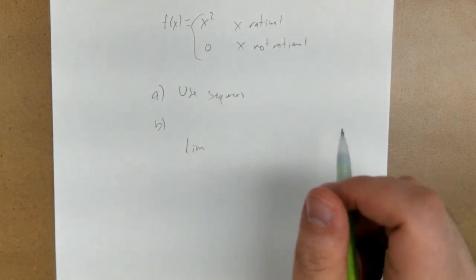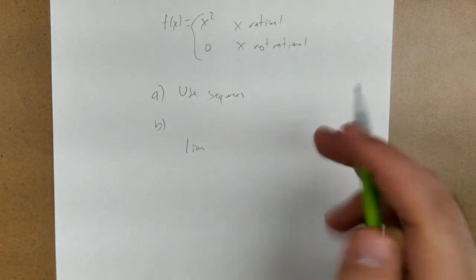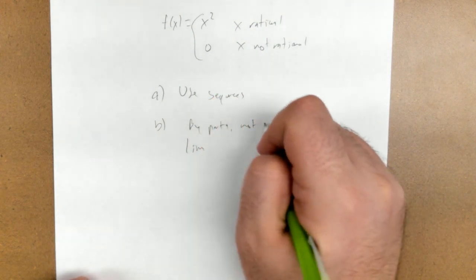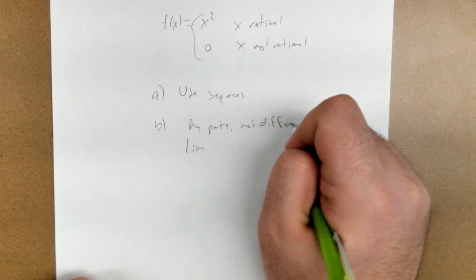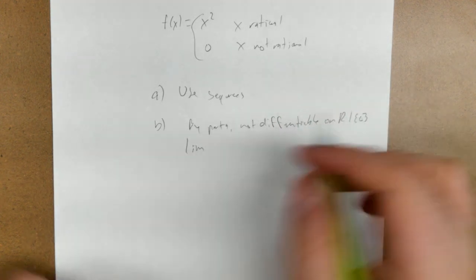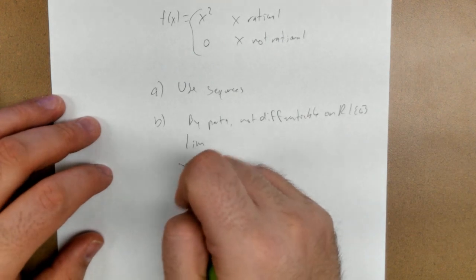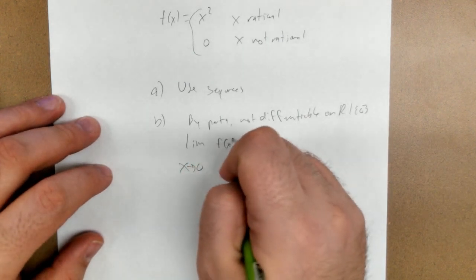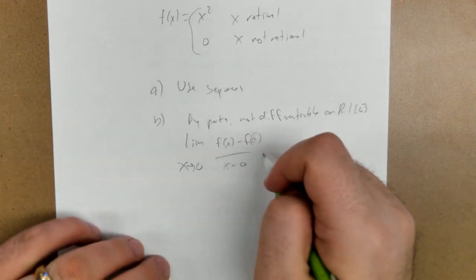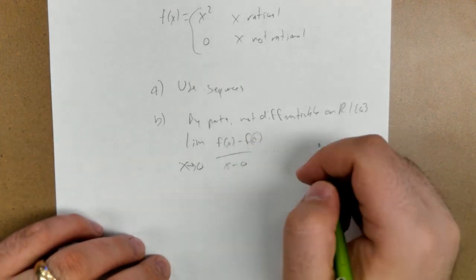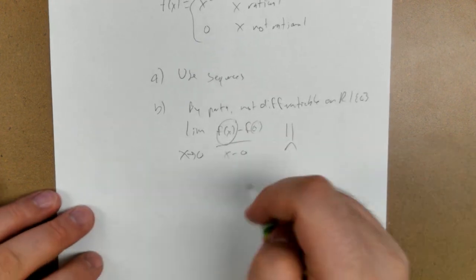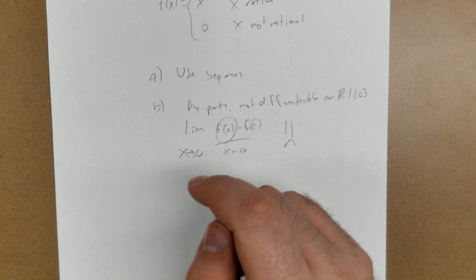Everywhere else, it's not continuous by part A. So by part A, not differentiable on R delete 0. Okay, so at 0, if I want to go to 0 and I want to do f of x minus f of 0 over x minus 0, well, I could do this, but how do I decide which f of x to pick? Okay, so same idea as before. I think we're going to use sequences for this.